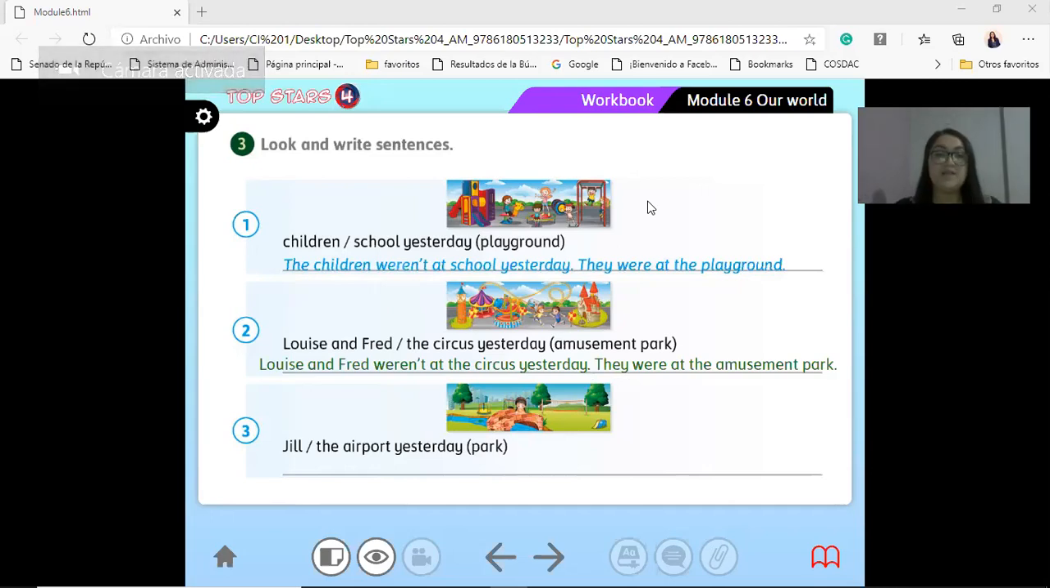Okay? Number 3, Jill at the airport yesterday. ¿Parece que está en el aeropuerto? No, él estaba en el parque. Jill, perdón, es niña. Sí, es una niña, chicos, ¿eh? Jill wasn't at the airport yesterday. Ella no estaba en el aeropuerto ayer. She was at the park. Ella estaba en el parque.